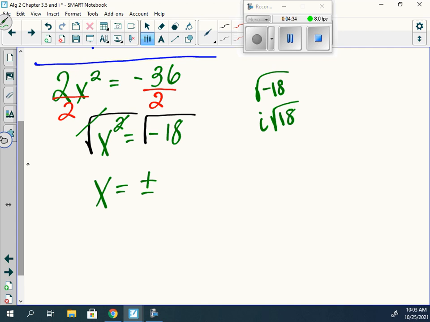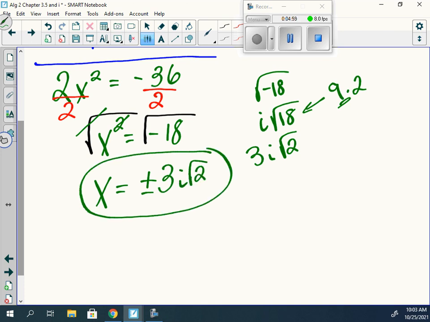Is 18 a perfect square? No. But there is a perfect square inside of 18, which would be 9. Because what's the square root of 9? So 3 would come out, i, and we're left with the square root of 2. So we have 3i square root of 2. And that would be the answer.